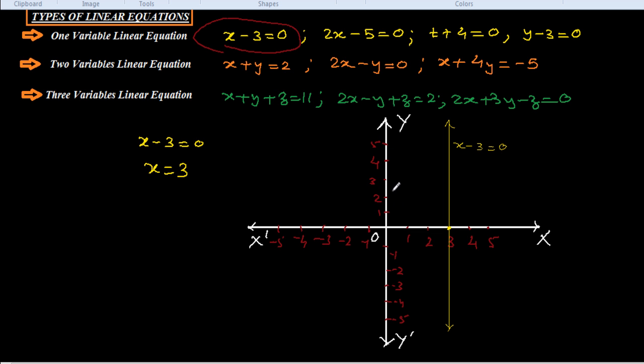If it is a one variable linear equation, you see here, it is always parallel to an axis. If it is in the form of x, then it would be parallel to the y-axis, or if it is in the form of y, then it is parallel to the x-axis. Just we see here y minus 3 is equal to 0. So you see y is equal to 3. So y is equal to 3 is here, so we draw another line here.